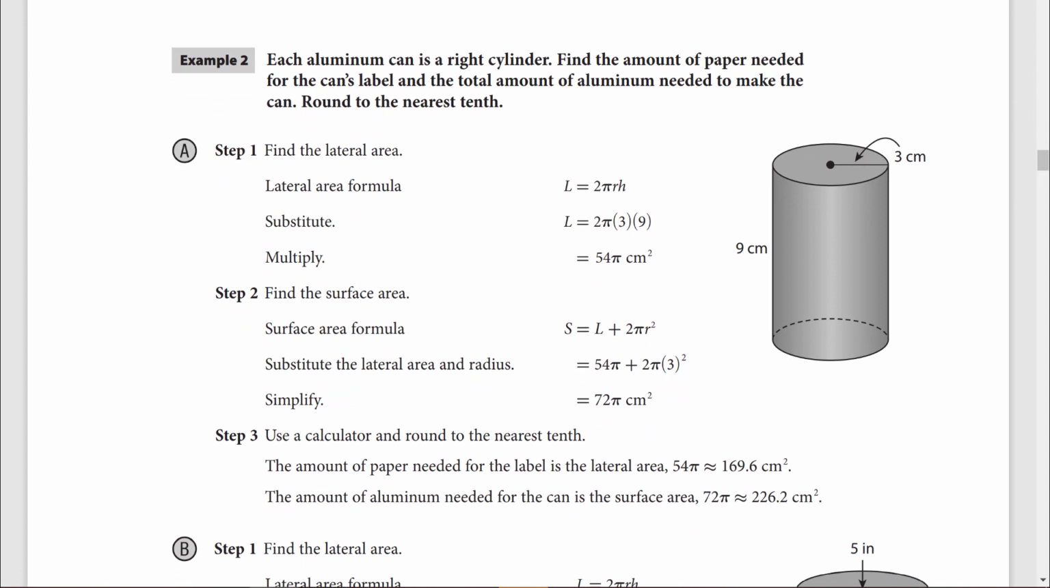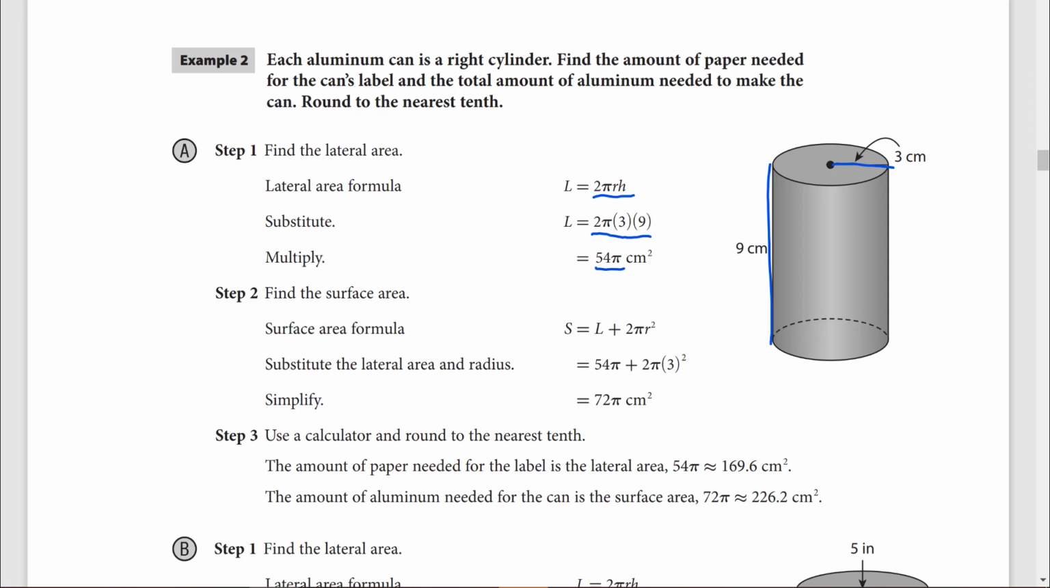So they gave us our radius and they gave us our height. So to find our lateral area, we can simply plug straight in. 2 times pi times 3 times 9 gives us 54 pi. So we just multiplied together the whole numbers, 2 times 3 times 9, which is perfectly fine. It actually makes things a little easier.